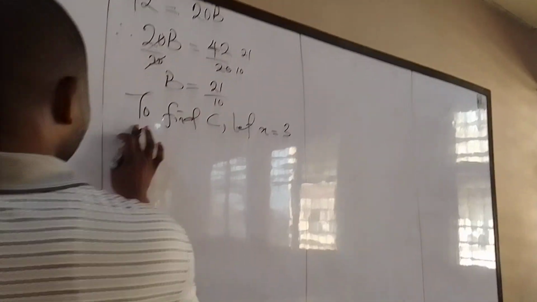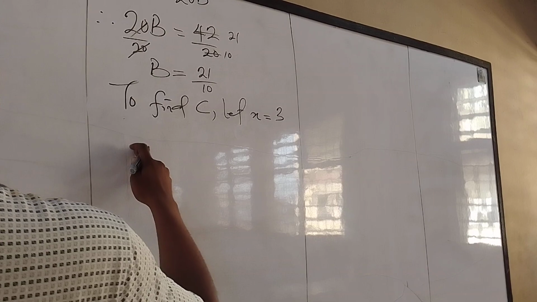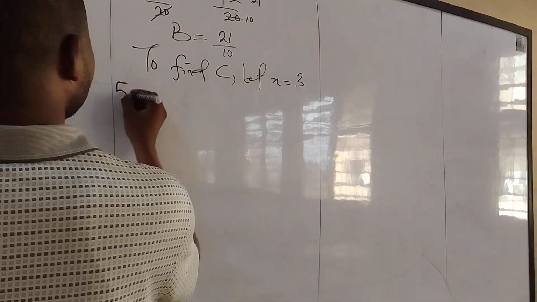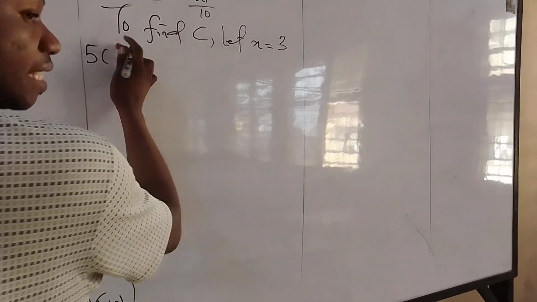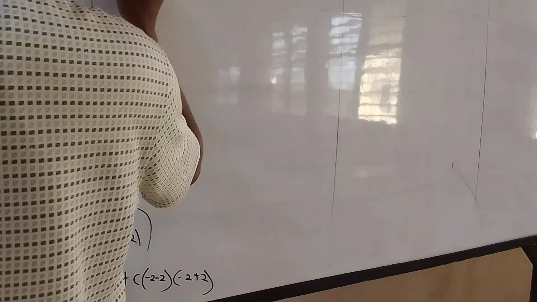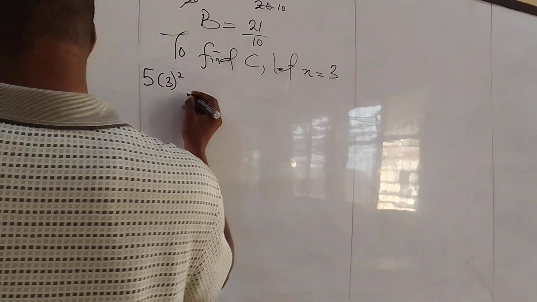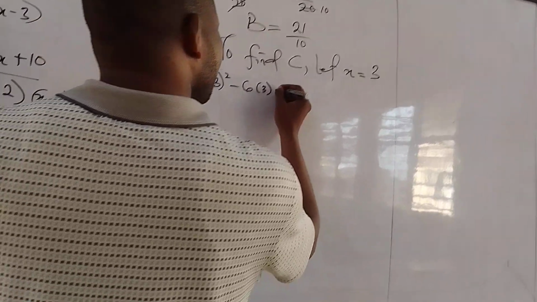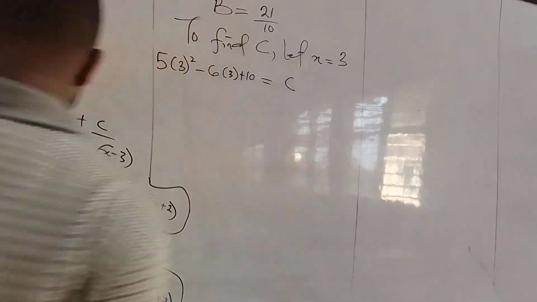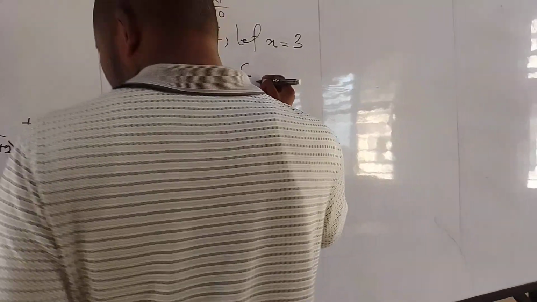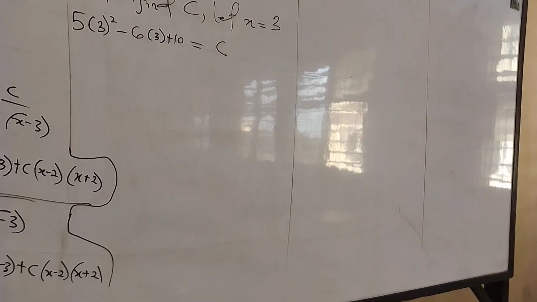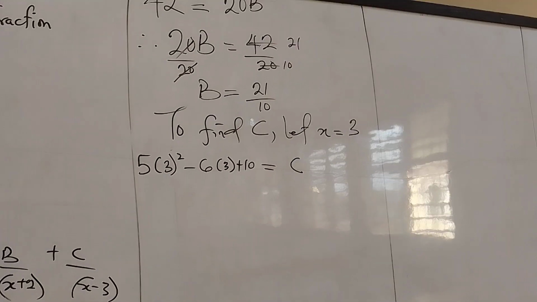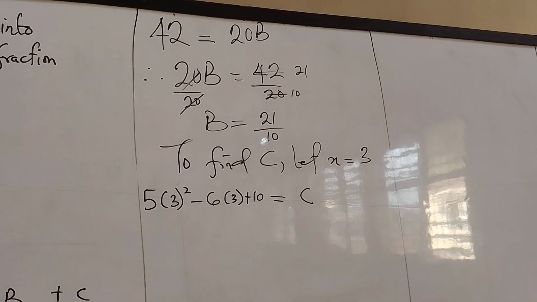Any place I see x, I put 3. This is our equation, 5x squared, meaning that any place I see x, I will put 3. It becomes 5 into 3 squared, then minus 6x, our x is 3, then plus 10 is equal to C. Because the whole of this place is already 0 from what I explained. If you insert 3 here, everything here becomes 0. So that is why I don't want to waste my time on this one again.